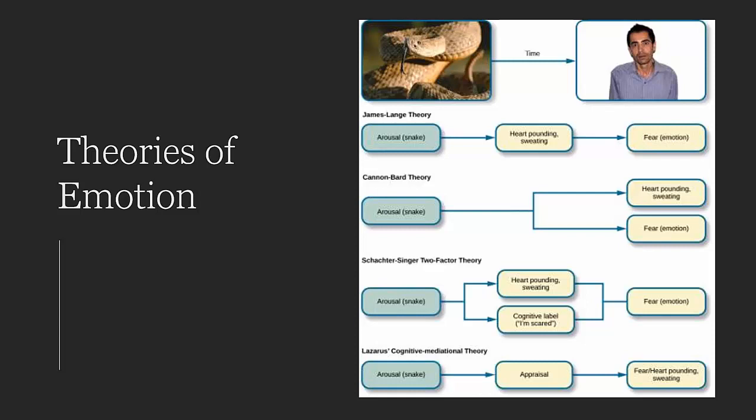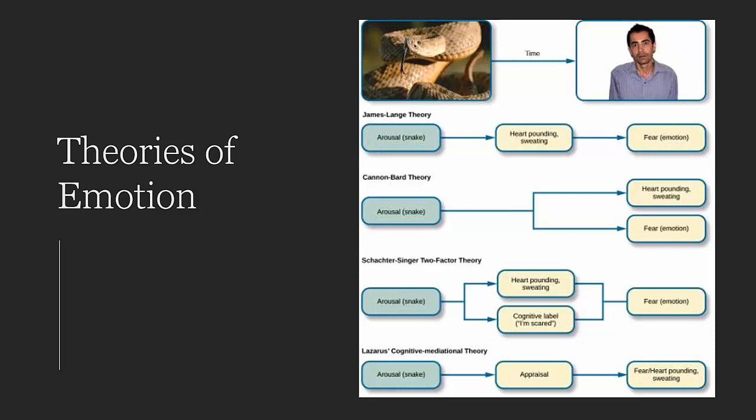This third one is kind of similar to the Cannon-Bard, but it brings in this idea that another important part of experiencing an emotion is the label that we put on it. So it's kind of a decision almost that we make of saying, I'm going to call this fear, and that's part of what contributes to the actual experience of the emotion.